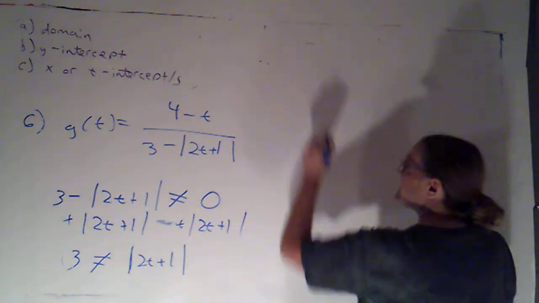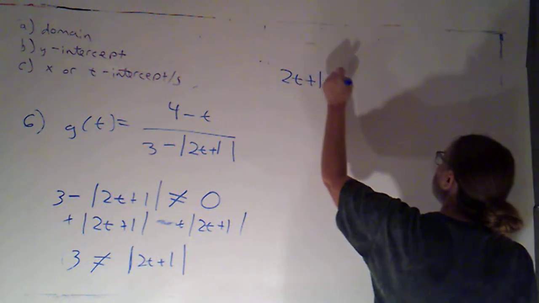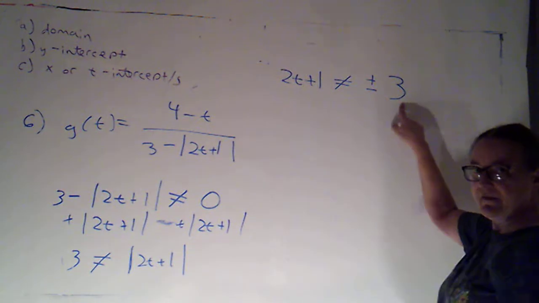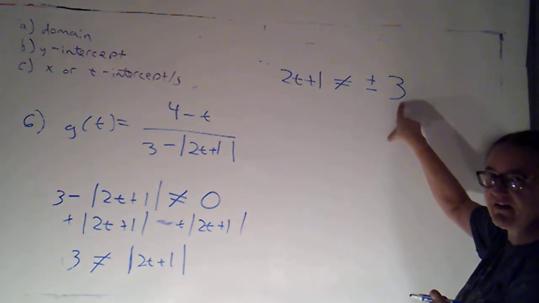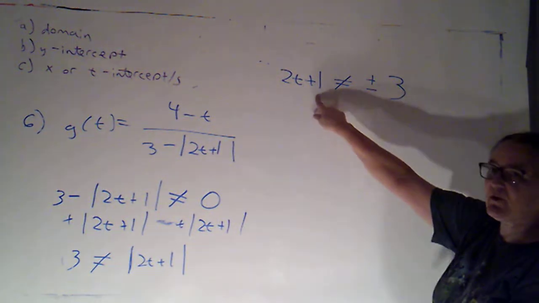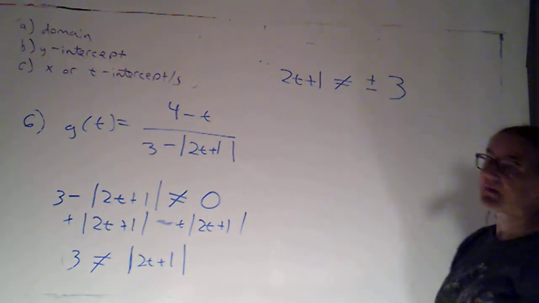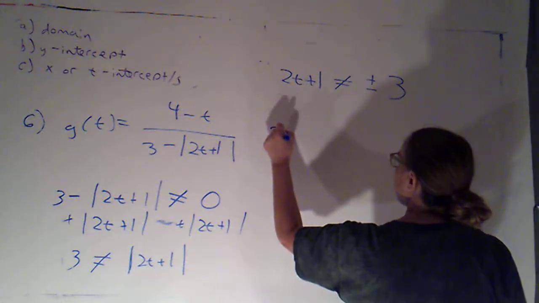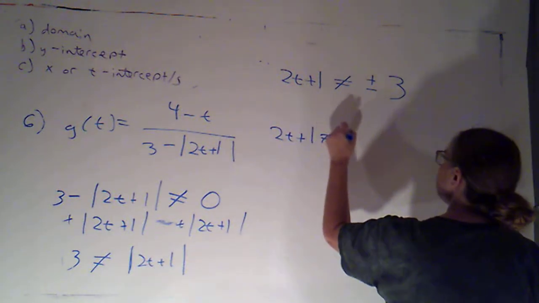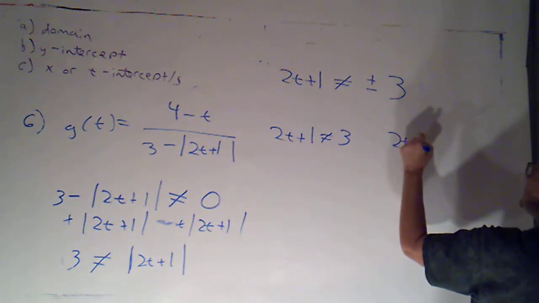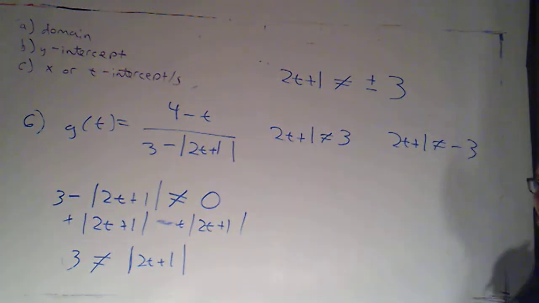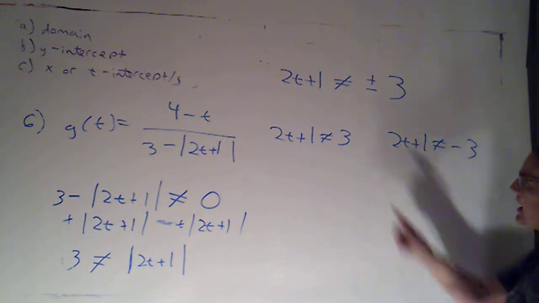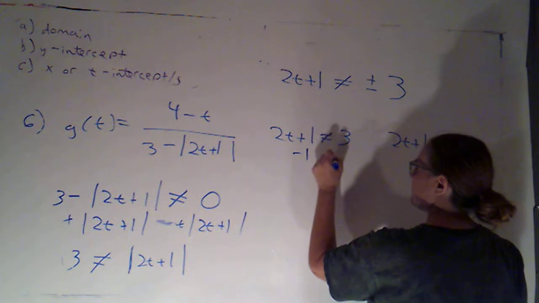So the way I deal with this is I say 2t plus 1 cannot equal plus or minus 3. There are two numbers that have an absolute value of 3, and 2t plus 1 can't be either one of those. Now, I can't solve them simultaneously. I'm going to have to break this up and say 2t plus 1 can't equal 3, and 2t plus 1 can't equal negative 3. Because in solving for t, and what t can't be, I'm going to do the same thing in both cases. I'm going to subtract the 1 over.